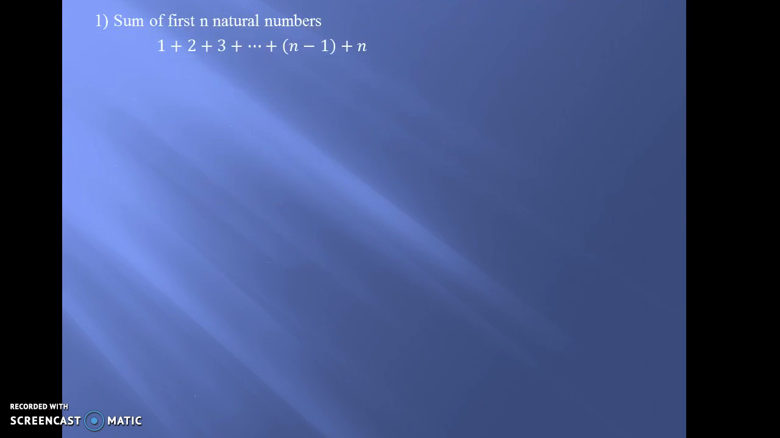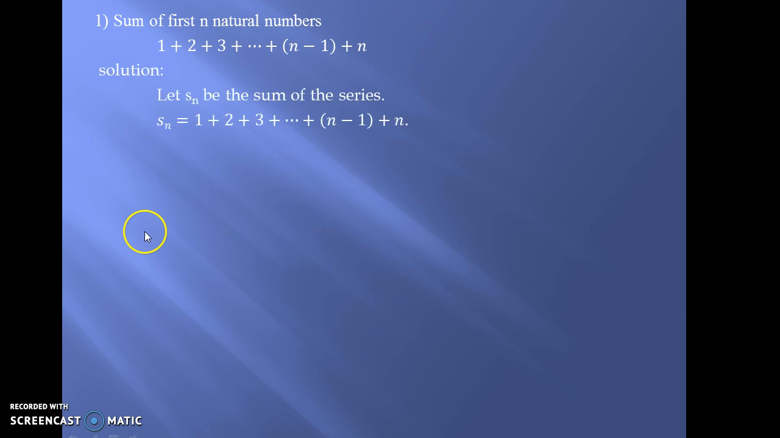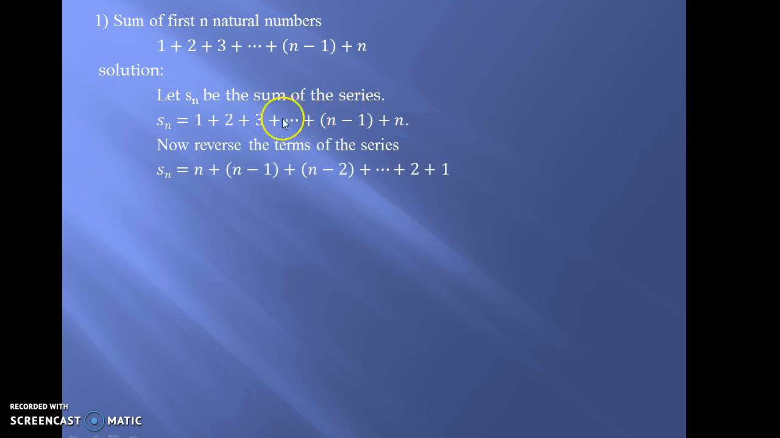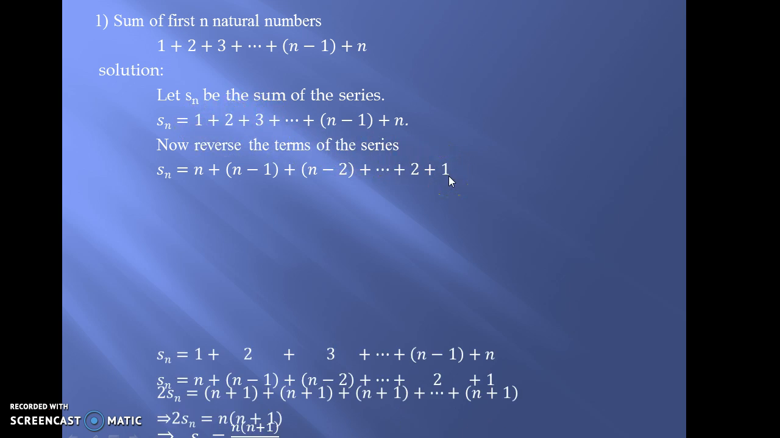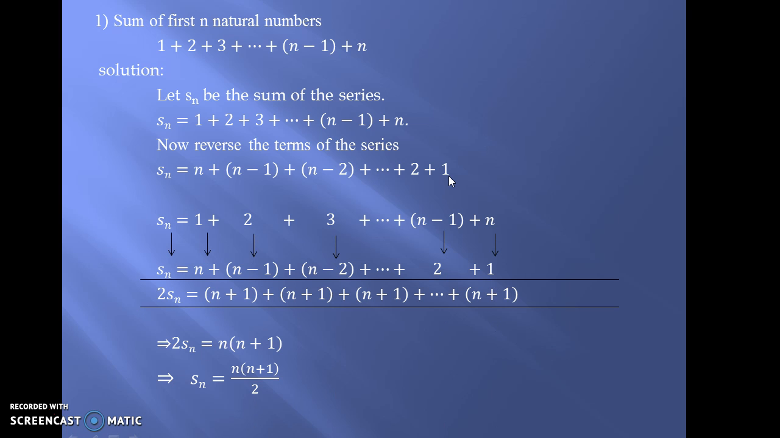First, let us find sum of first n natural numbers. Let Sn be the sum of the series. Now, reverse the terms of the series. Write the last term in the first and reverse all the terms and bring the first term to the last. Add these two series vertically term by term.